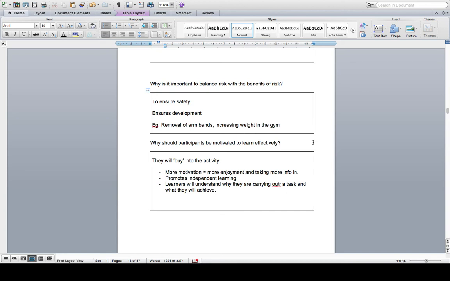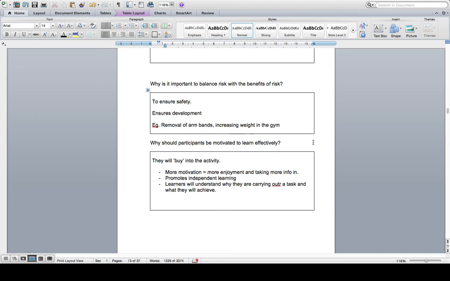Okay. Now it's important to get the balance right to ensure that your participants are safe. That is your biggest concern when you do a session, the safety of your participant. Okay. Also, if you get the balance right, it ensures good development. An example of this could be, when you go into the gym, you've got a new starter who's done a little bit of weight work, but you want to increase the weight because they want to increase their strength. Now when you increase their weights, you're going to do it gradually.